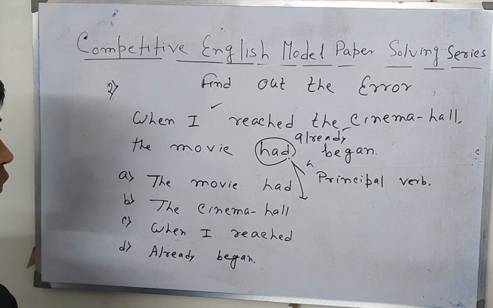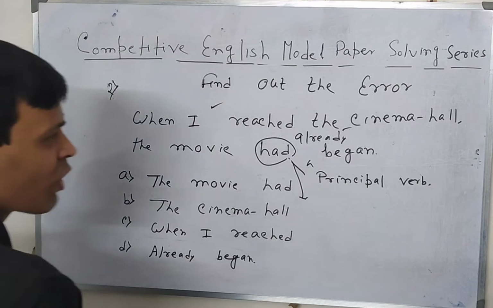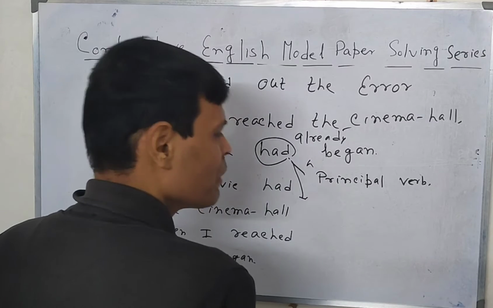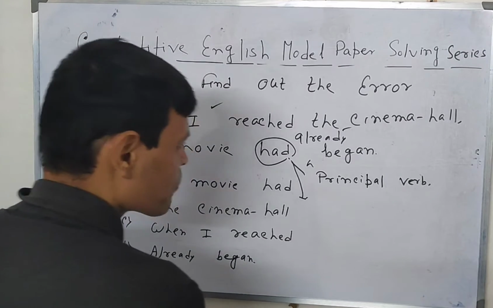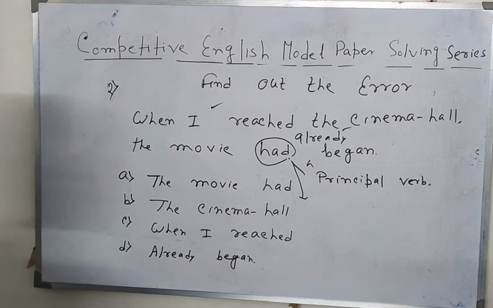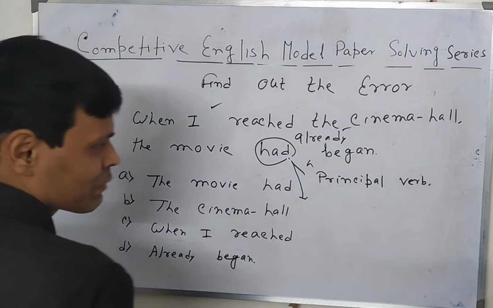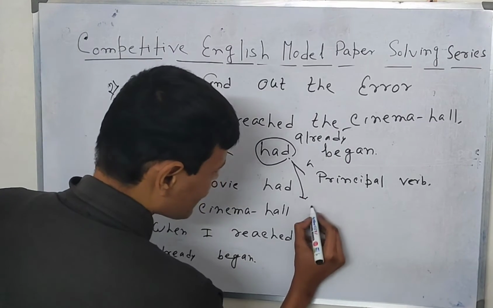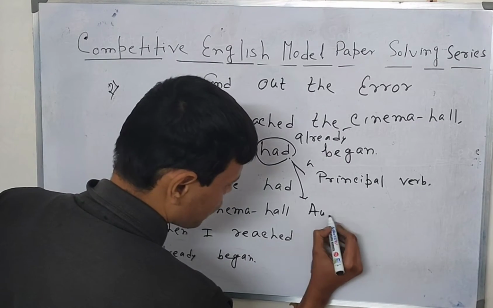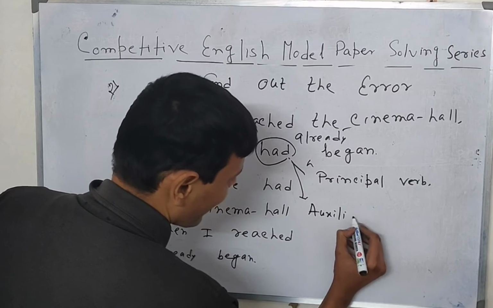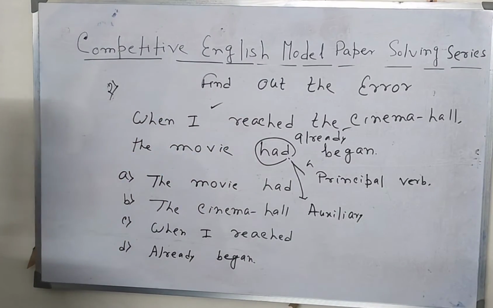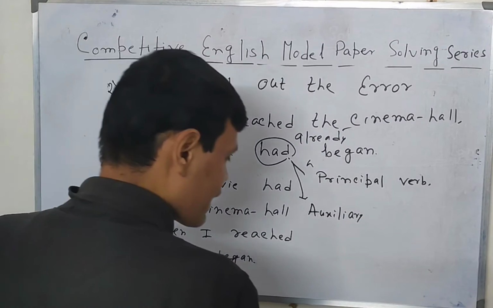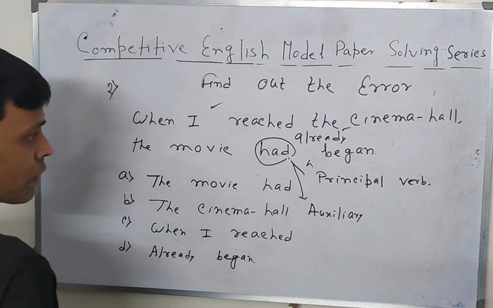no verb is necessary. But when had is functioning as the auxiliary or subsidiary or helping verb, there must be some main verb, and the main verb must be in the third form, that is the past participle form. So here had is functioning as the auxiliary verb, not as the main verb. So had has a dual role in English. First as auxiliary verb, secondly as the main verb.